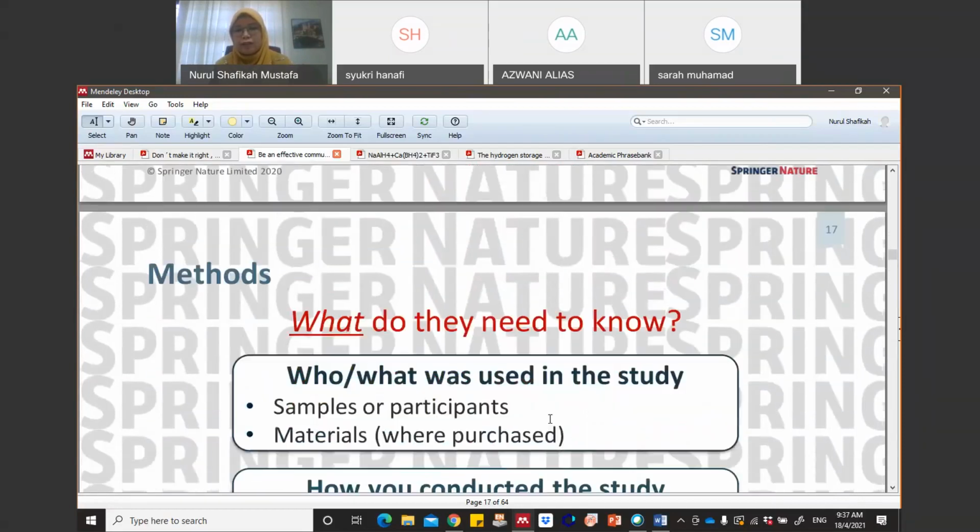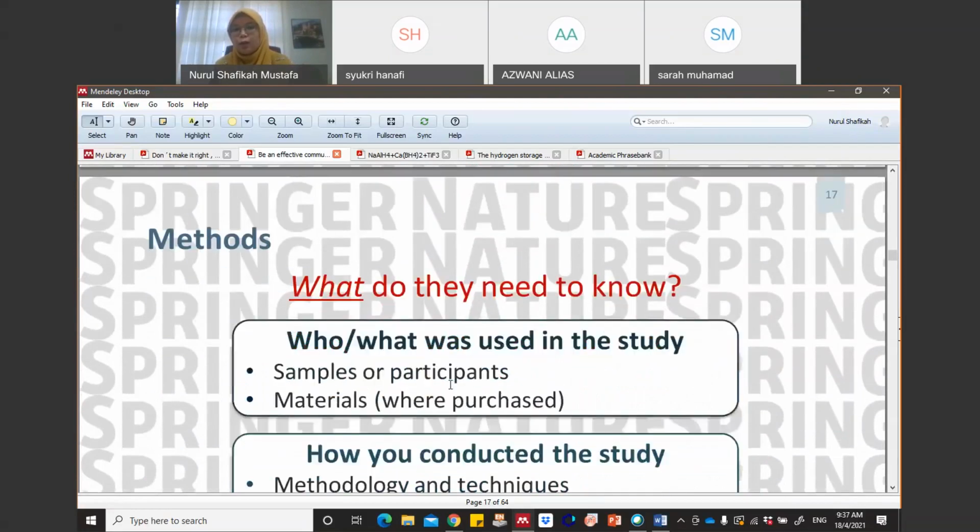So dalam method ni, dia nak tahu what do they need to know adalah who or what was used in the study. Okay, if you guna material tu, purchase kat mana. If you guna sample apa. Or if you have participants, how many participants. Based on your field lah, like this. If you have materials, where you purchased the material.